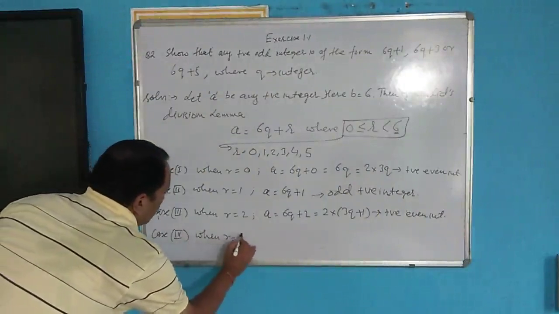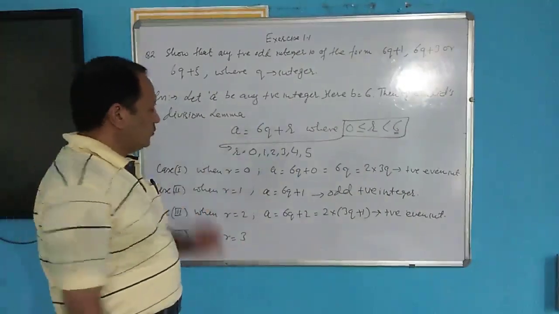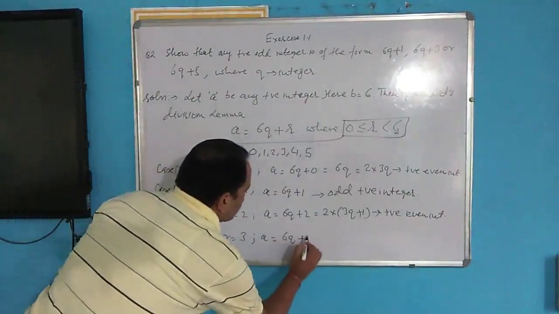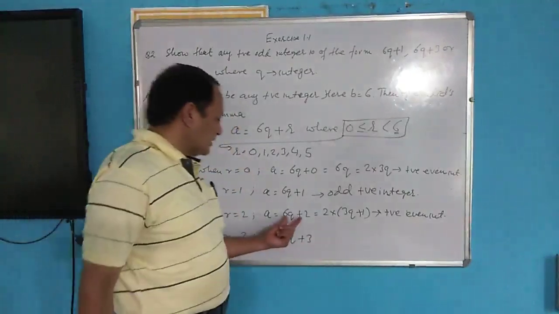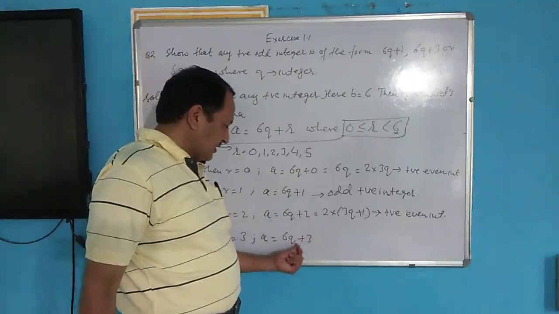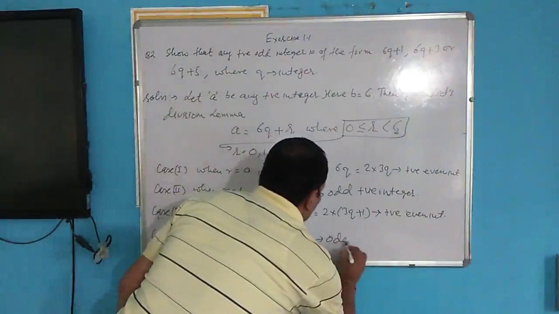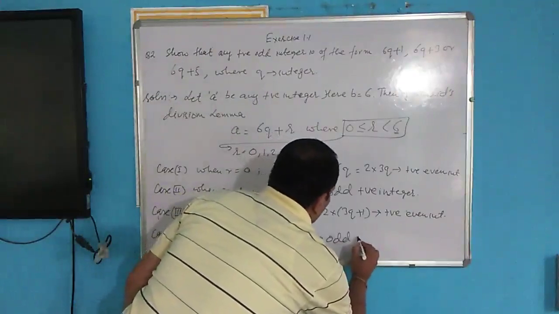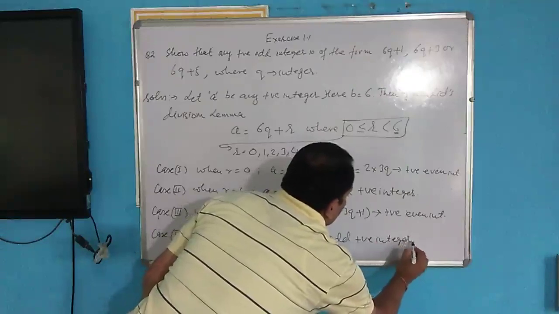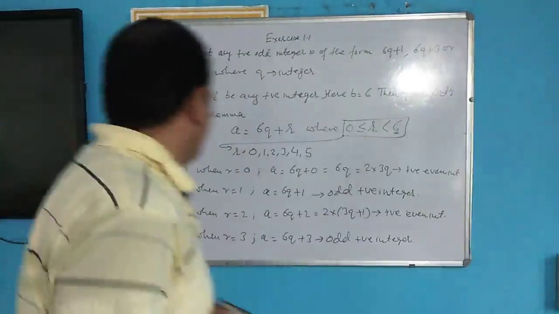Now let us take the next possible value of r, when r is equal to 3. Now we will put r equal to 3 in this equation. So a comes out to be 6q plus 3. If 6q plus 2 is a positive even integer, then just the next will be an odd positive integer.